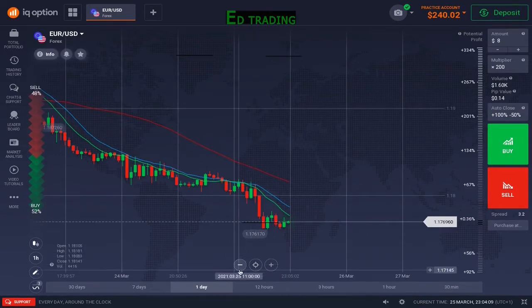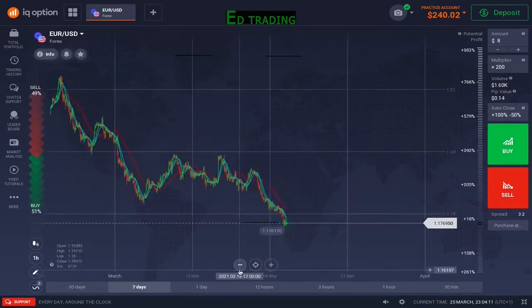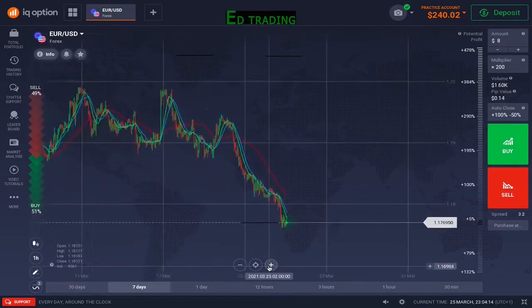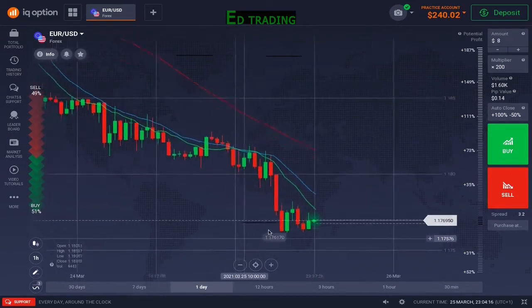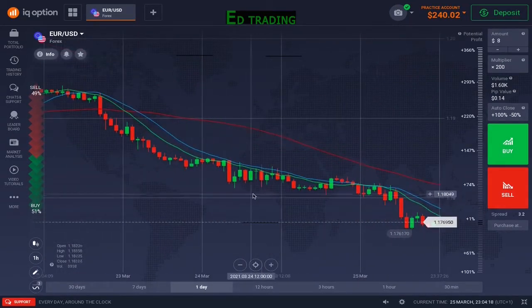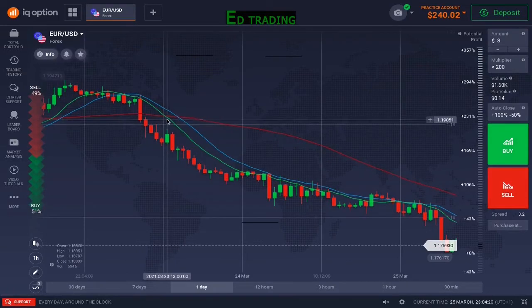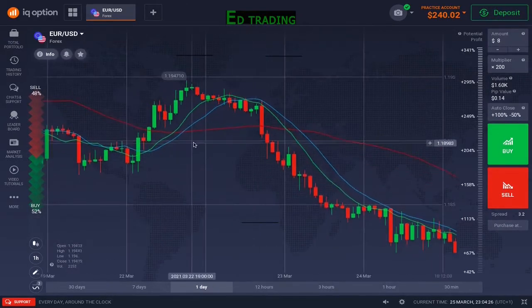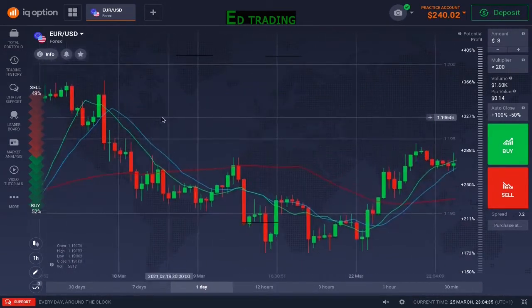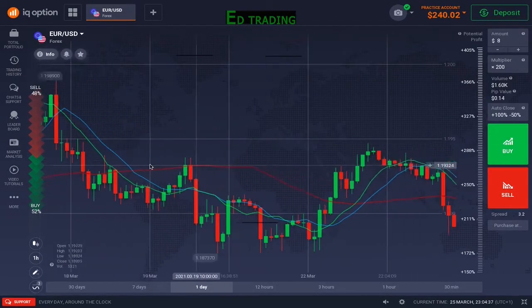So you zoom out, then you zoom in. So how this strategy works: when you want to trade with this strategy, anytime you see this green moving average and the blue moving average crosses below this red moving average, you sell. Anytime you see this blue moving average and the green moving average crosses above this red moving average, you buy. Anytime you see them cross, you buy and you sell.